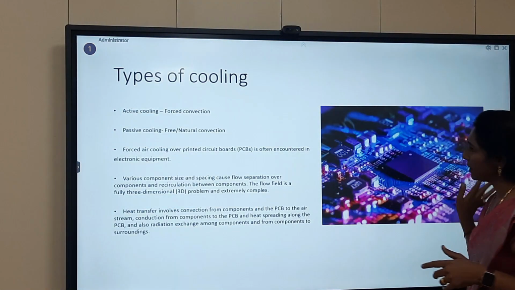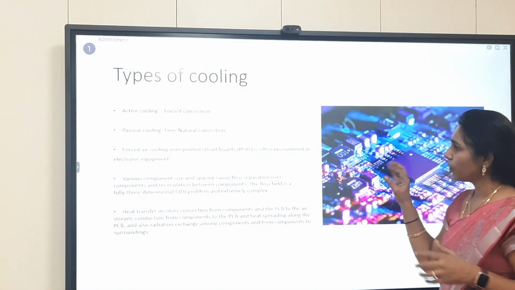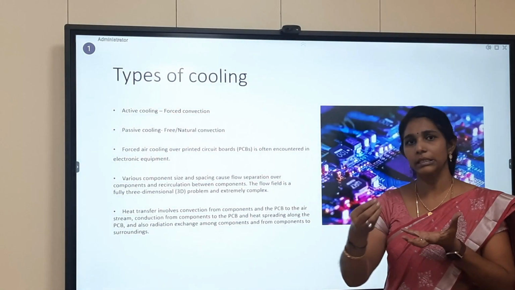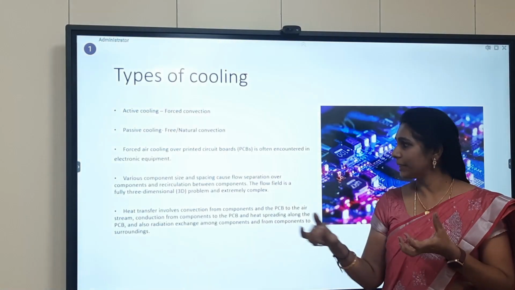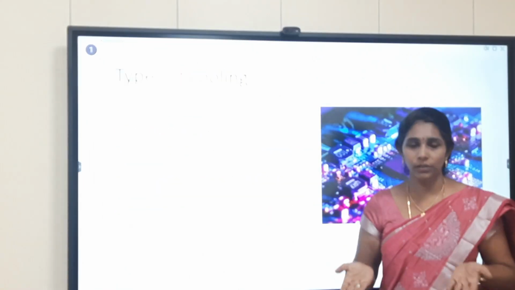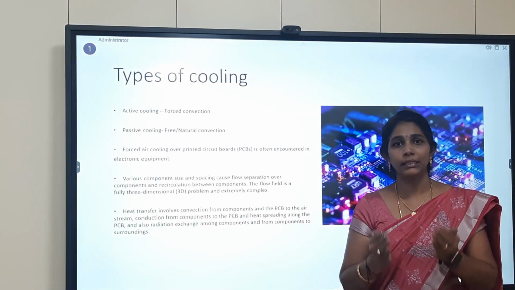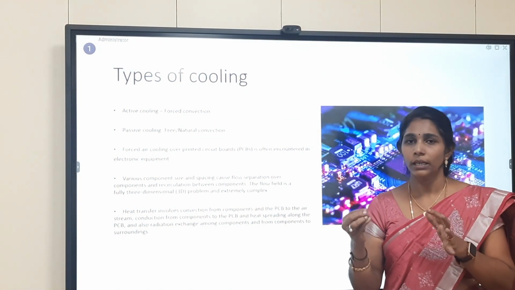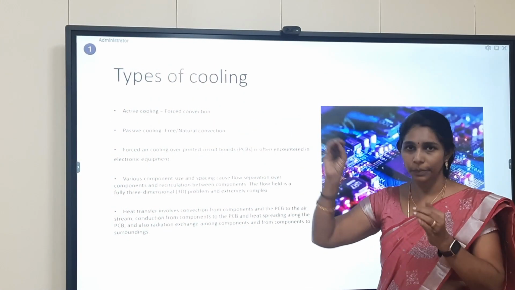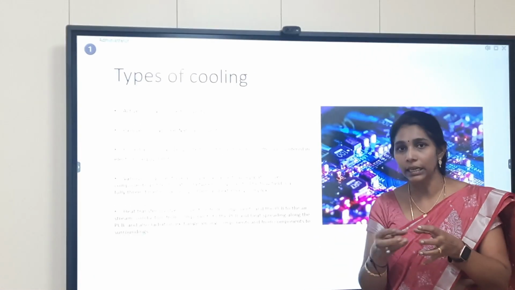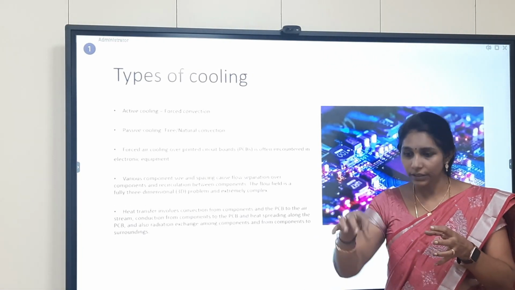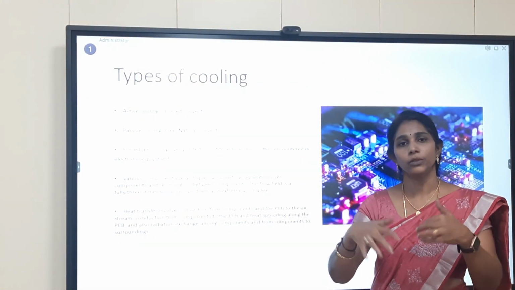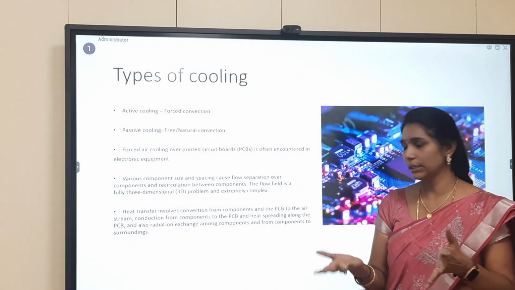Here you can see one electronic gadget I have taken. There are various components inside. Now consider a PCB, a printed circuit board. There are various components and the spacing between the components also varies. As the spacing varies, the flow between those spaces is also different. So the forced convection should be chosen in such a way that it accounts for the heat transfer against that flow path. Wherever the heat is, everything has to be dissipated out to a maximum extent.